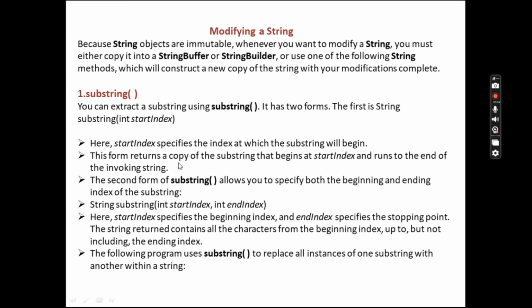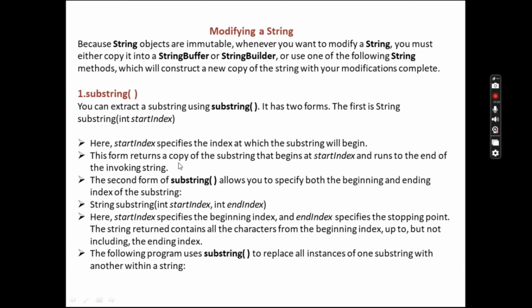Then, modify string. If you want to modify a string, use the substring method. You can extract a substring using substring. It has two forms. The first is String substring(int startIndex). Here startIndex specifies the index at which the substring will begin. This form returns a copy of the substring that begins at startIndex and runs to the end of the invoking string. The second form of substring allows you to specify both the beginning and ending index of the substring.